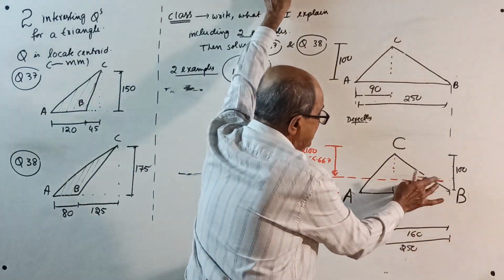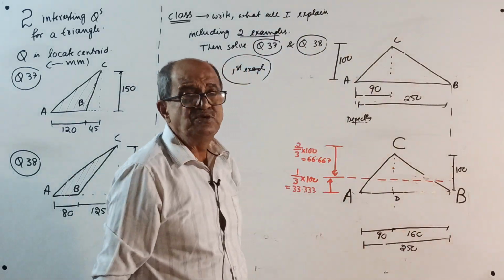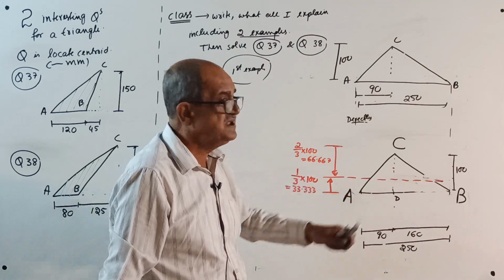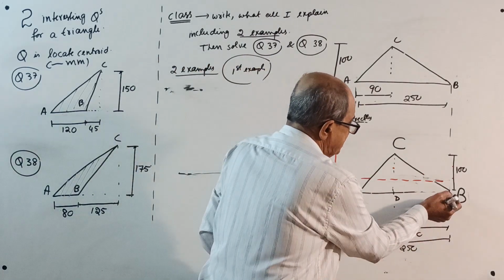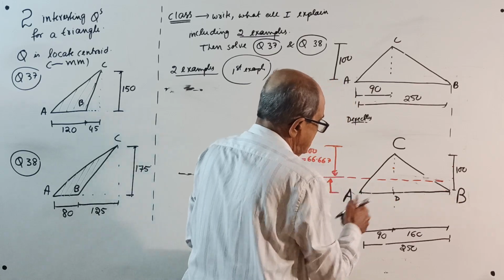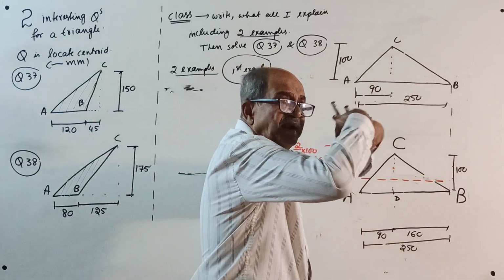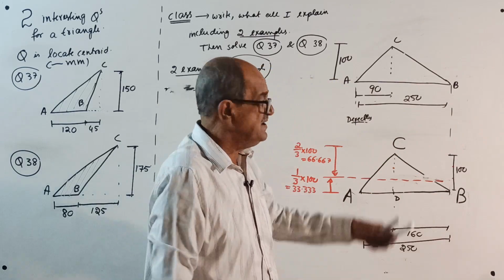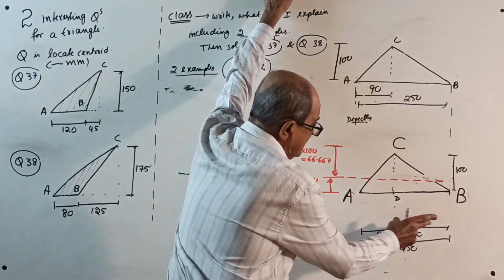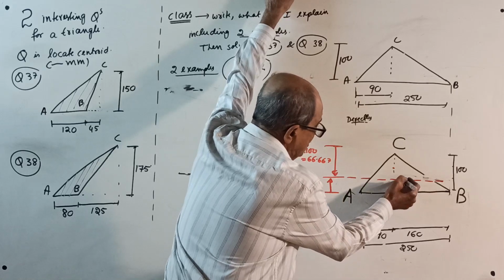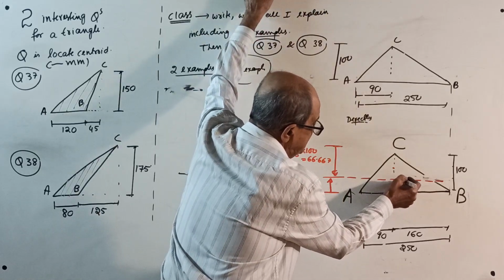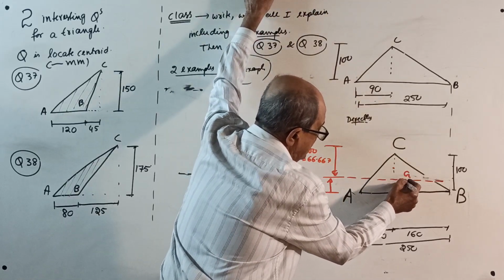This is not a right angle triangle nor an isosceles triangle, it is a triangle in general. So, since it is a triangle in general, centroid will be on that side where area is more. This is 90, this is 160. So, centroid will be this side, G. Here.